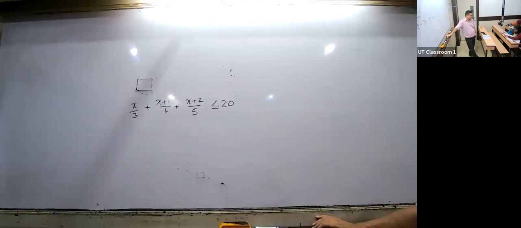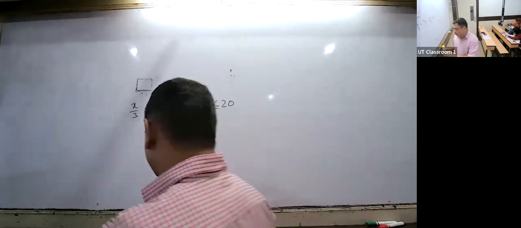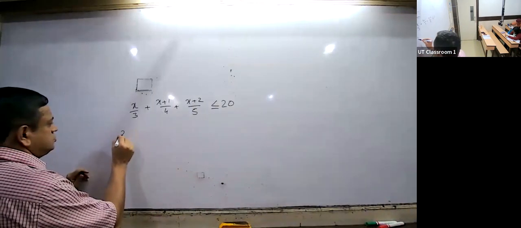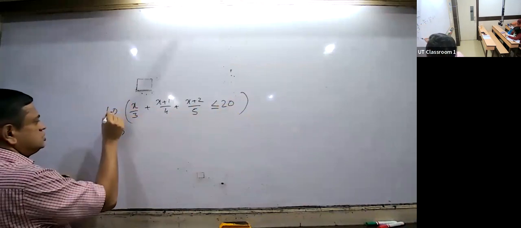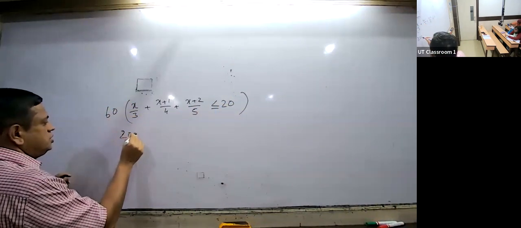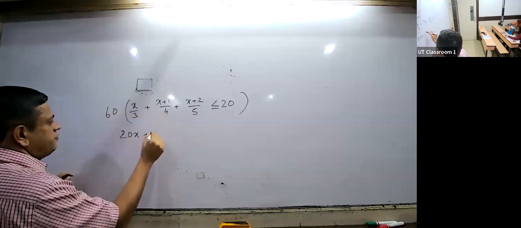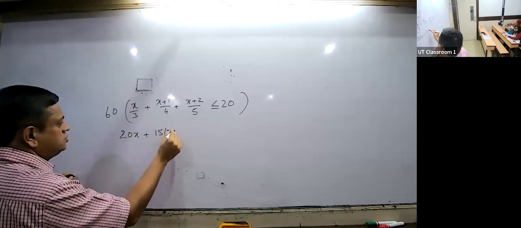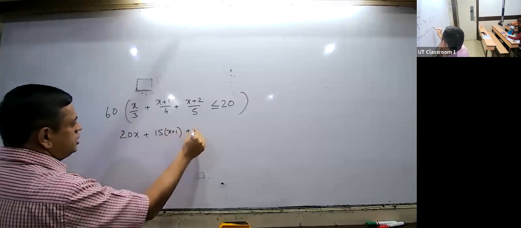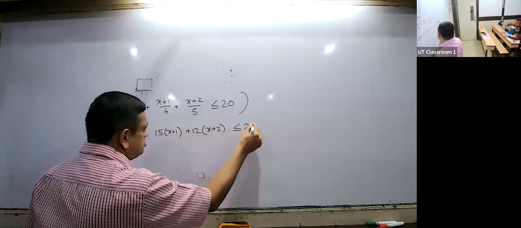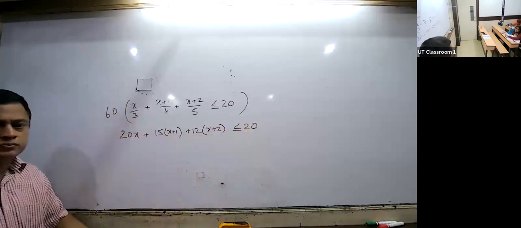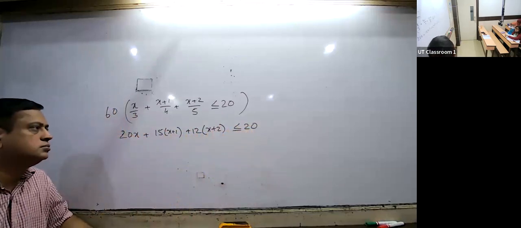Simplify. Quietly do it. So you are multiplying 60 throughout. 60 into X by 3 is 20X. This is 15 times (X plus 1). This is 12 times (X plus 2). Less than or equal to 20. Is it correct? Yes, sir.